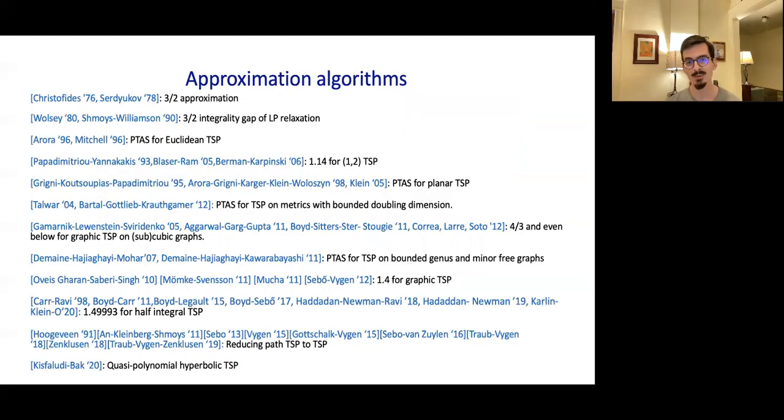But there's been a lot of great progress on TSP since this 3/2 approximation. I can't even include everything here. And for example, we know a 1.4 approximation for the unweighted case. So when all the edges of the graph have weight 1. And we even have a PTAS, so an approximation algorithm with ratio tending to 1 as the runtime grows, for low dimensional spaces. However, the general case has not seen progress since this 3/2 approximation.